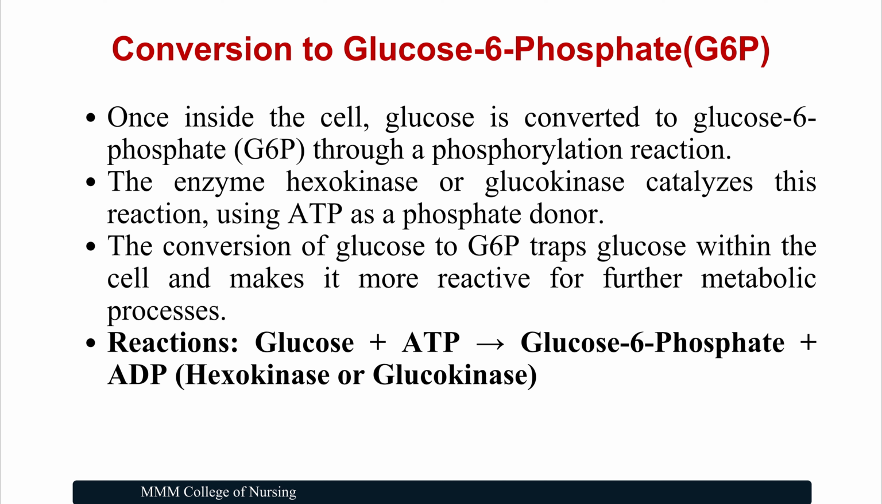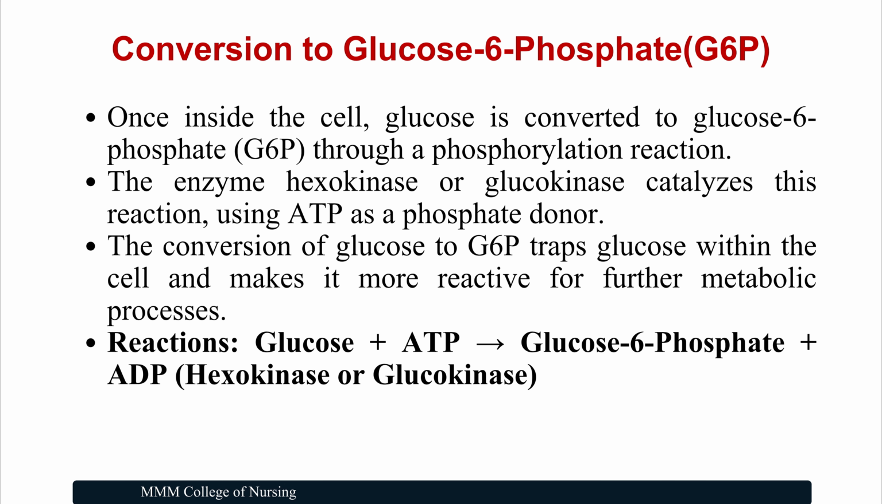Step 2 is the conversion to glucose 6-phosphate. Now we already started this in step 1. Once glucose is inside the cell, the enzyme hexokinase or glucokinase adds a phosphate group from ATP to the 6th carbon of glucose, forming glucose 6-phosphate.